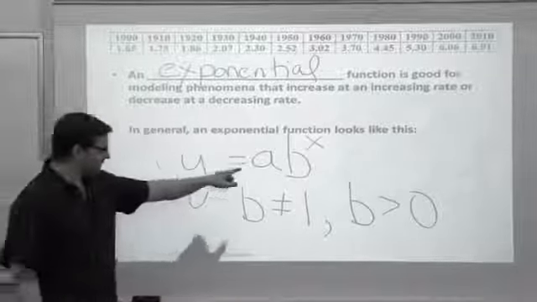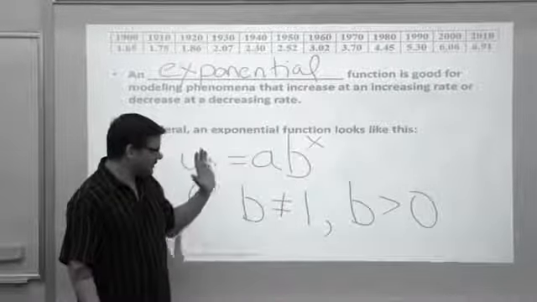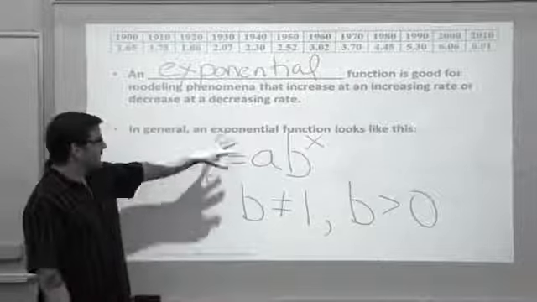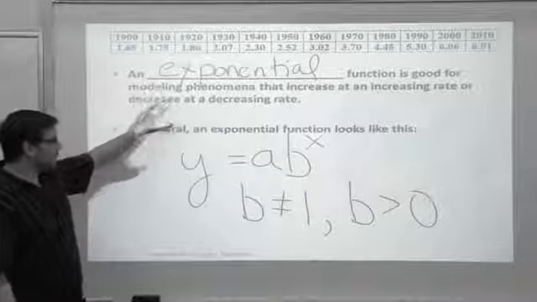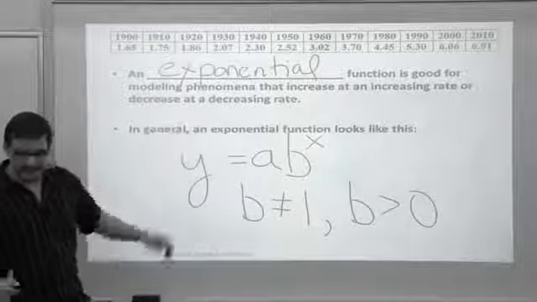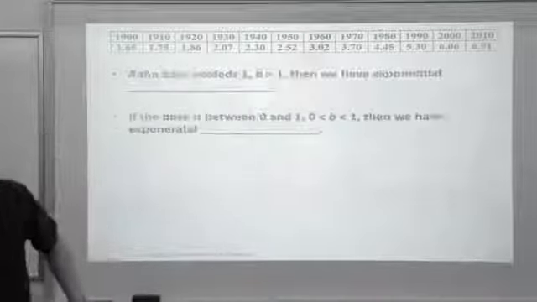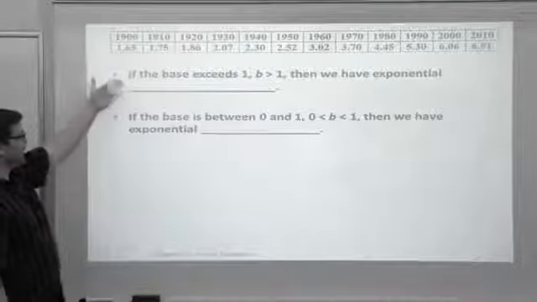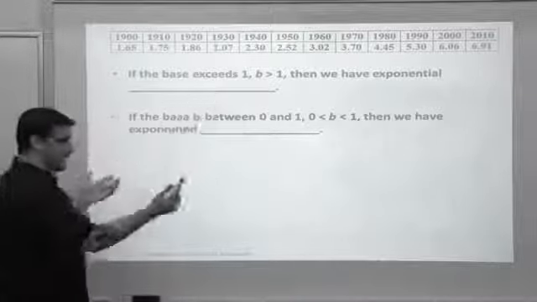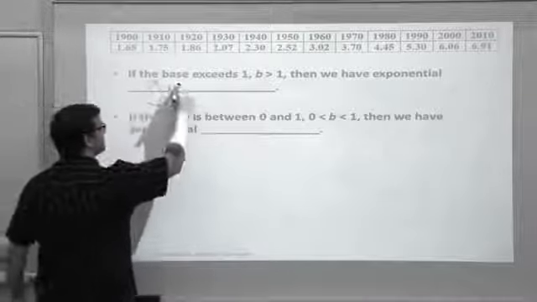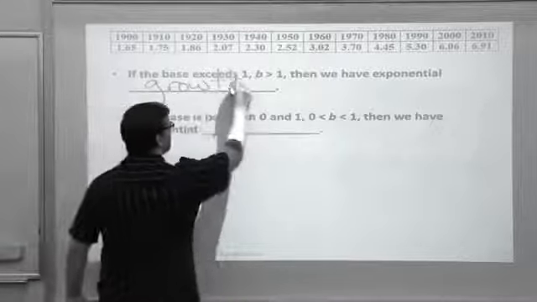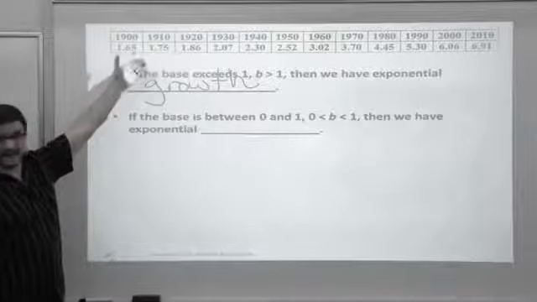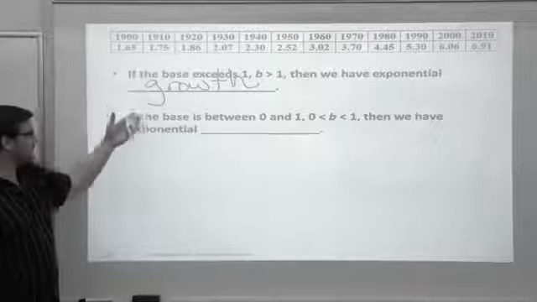Now, depending on the value of b, whether b is greater than 1 or squeezed in between 0 and 1, we'll either get that exponential growth or that exponential decay. It says it right here on the slide, getting ahead of myself. First bullet point, if that base b exceeds 1, we have exponential growth. Exponential growth, that's the world population. Things are speeding up. Okay?